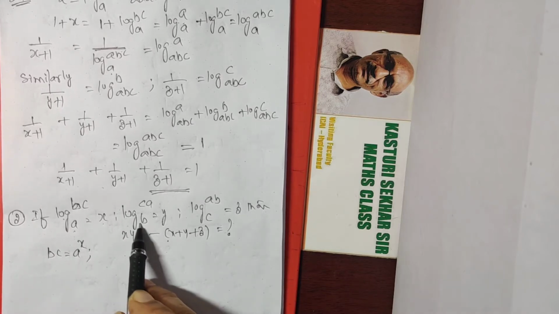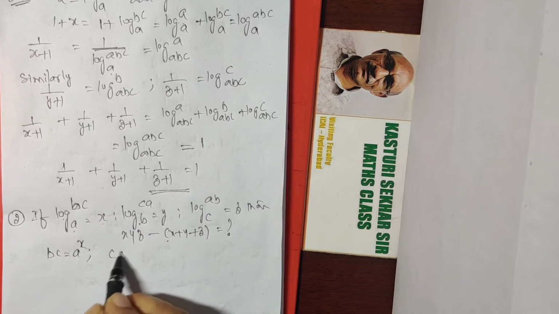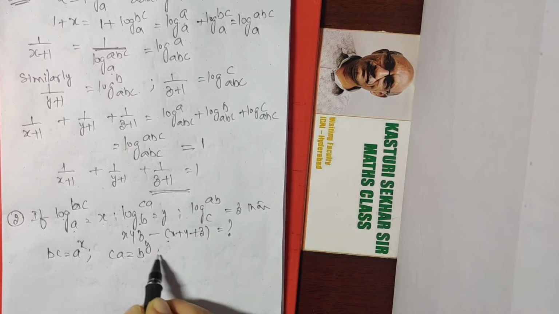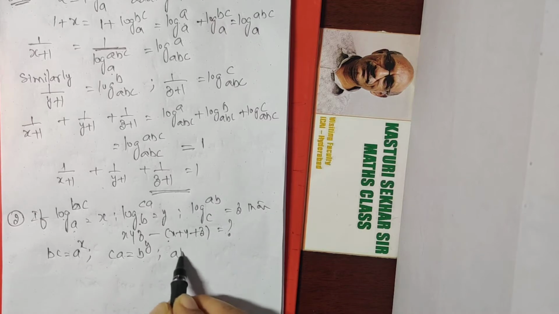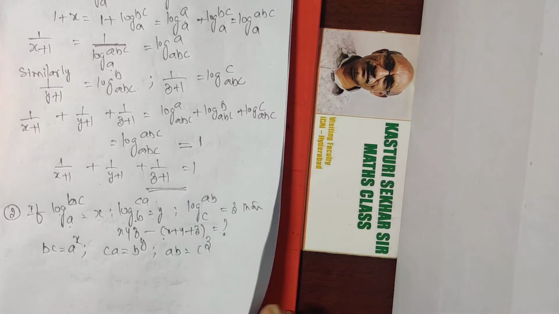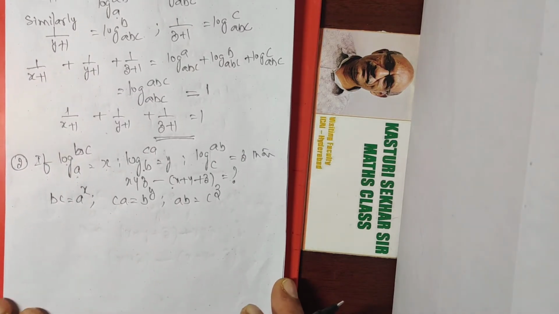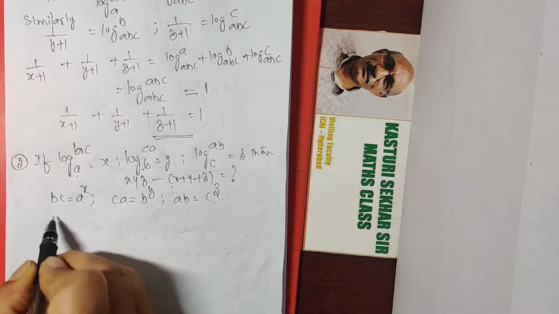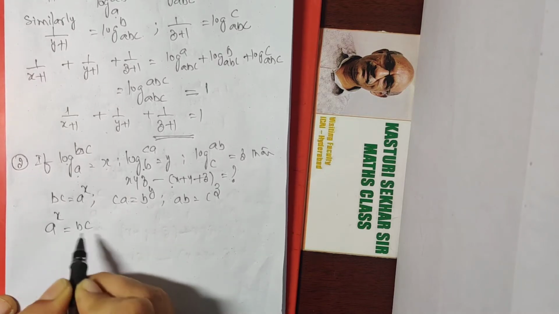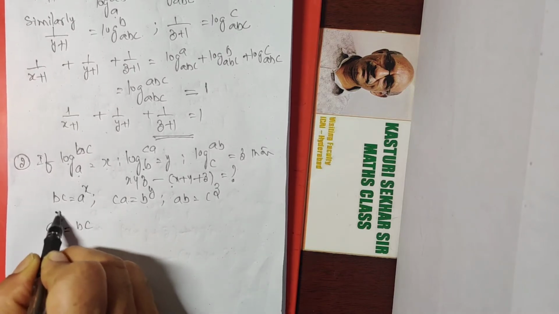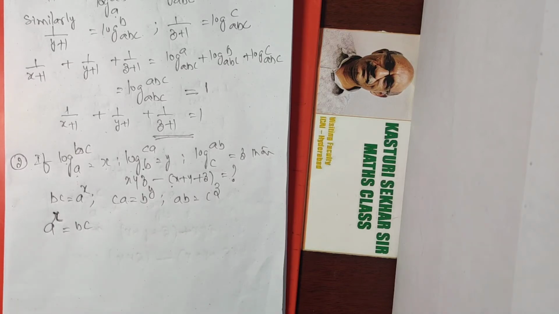Similarly, for the second term also, if I remove log, CA is equal to B power y, AB is equal to C power z. Now you consider any relation here, sir. For example, I am considering the first relation. A power x is equal to BC.